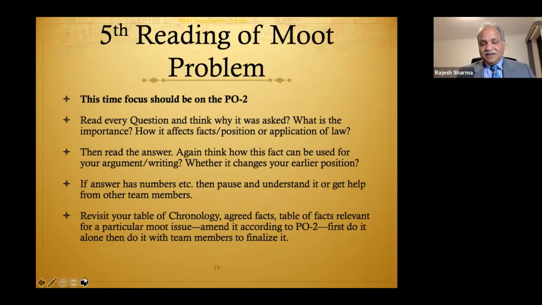So what happens? The organizers, they collect all the questions and put it together as a general question or a kind of a specialized question, and then they answer.